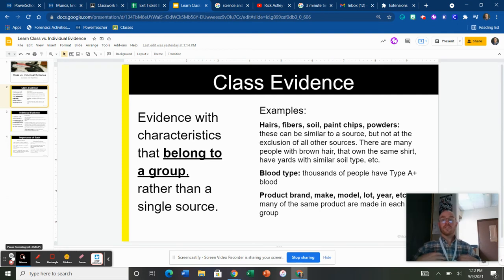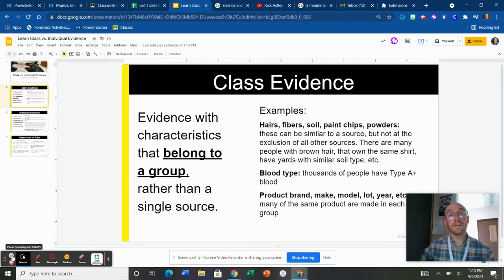So what I was saying was, if someone has a Nike shirt or something like that, it's not very descriptive. It belongs to a bigger group. Blood type, again, is another example of that. A lot of people have A positive blood type. And if we talk about product brands, makes and models, like cars, Toyota cars, Honda cars, years 1992, 2022, a lot of these different things belong to a much larger group.